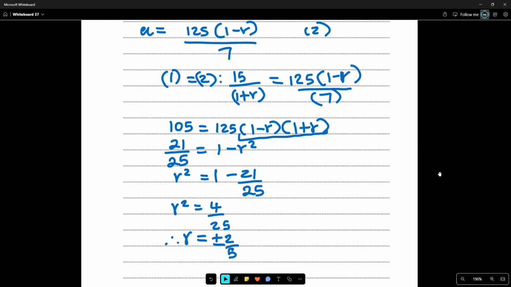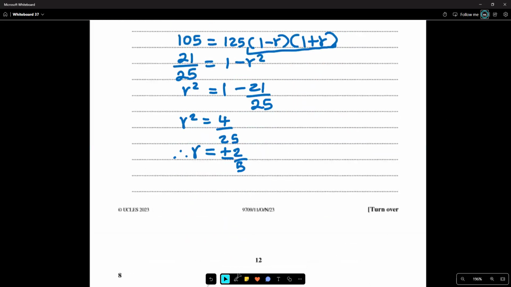And then, because they said R is less than 0, we're going to only use R equals negative 2 over 5. So that's your R.